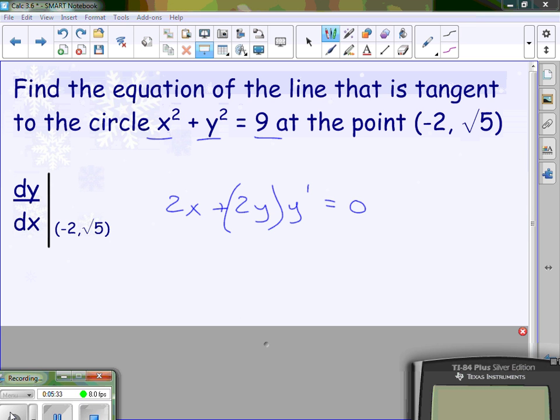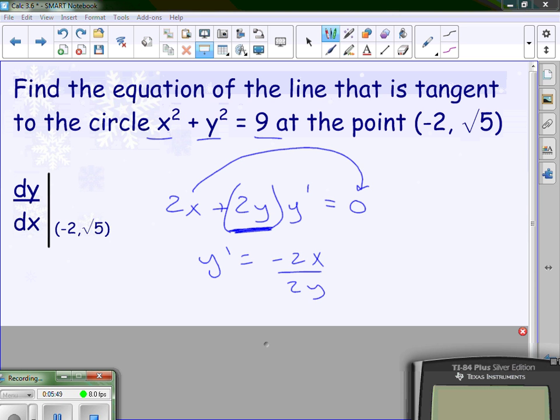All right, now what we're going to do is solve for y prime. I'm going to move this over, and then I'm going to divide by the 2y. So I have y prime equals negative 2x over 2y, which is negative x over y. We still have the point 2, negative 2, square root of 5.